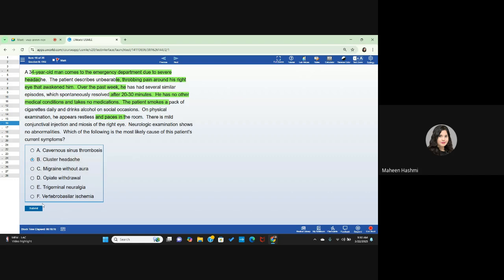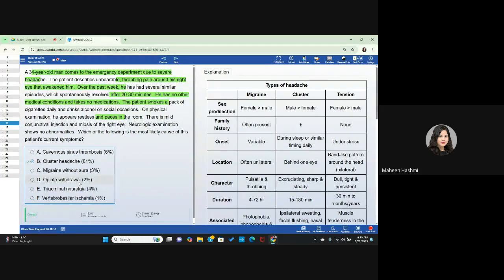So it's cluster headache. Let us see if you were right. Yeah, we were right. Again, it was cluster headache. Dr. Maheen, how would you differentiate cluster headache and the marijuana withdrawal you were just talking about? Because of this, you won't see meiosis in withdrawal. Okay. Thank you. All right, next question.